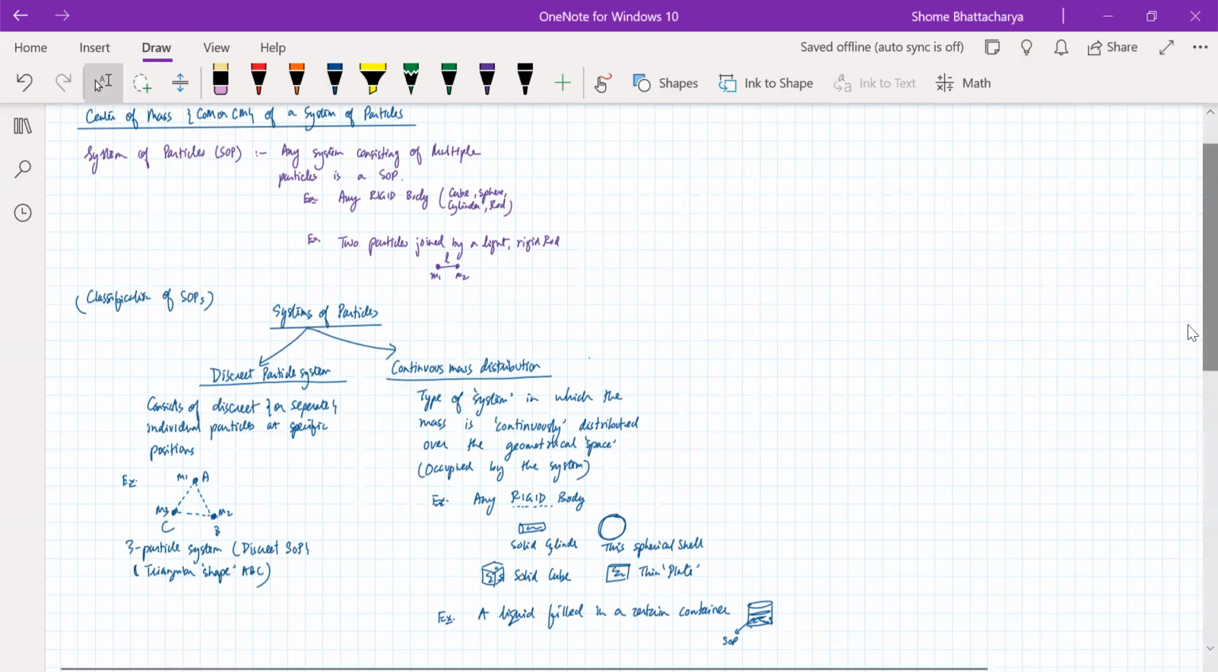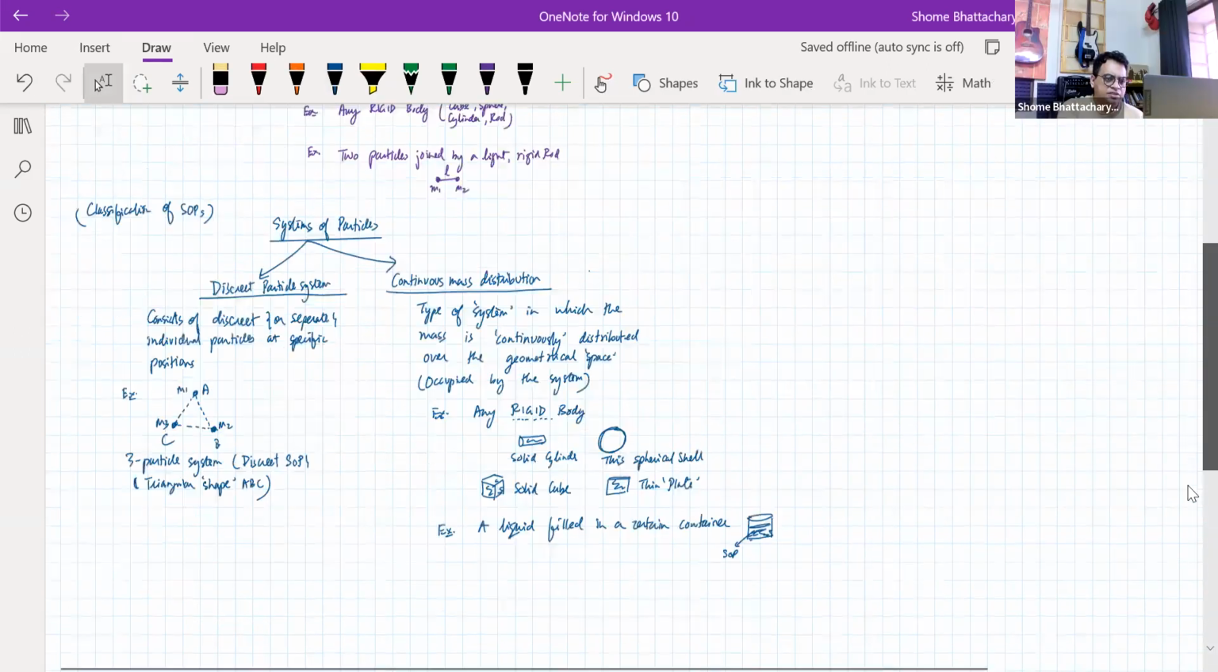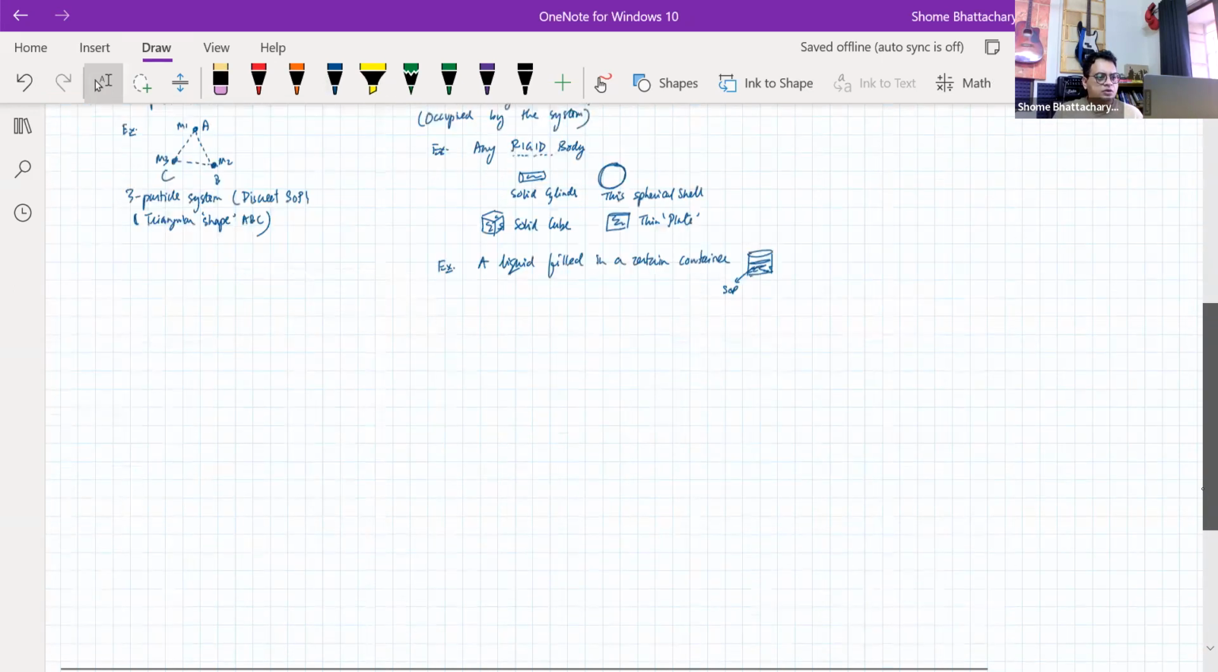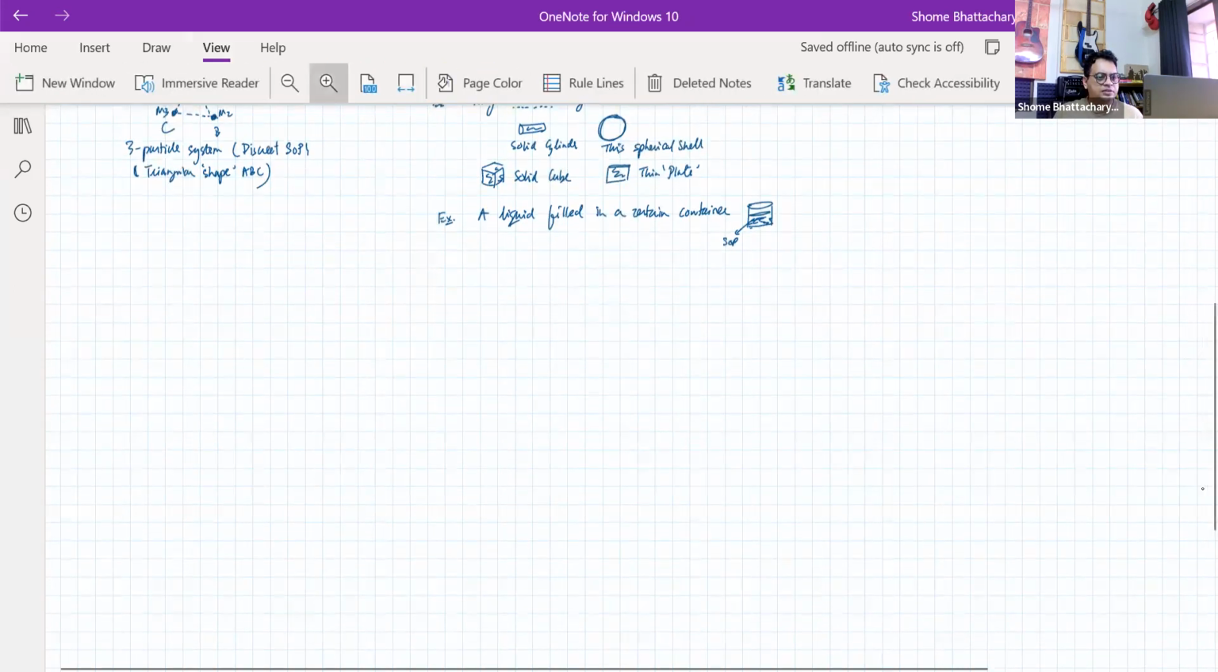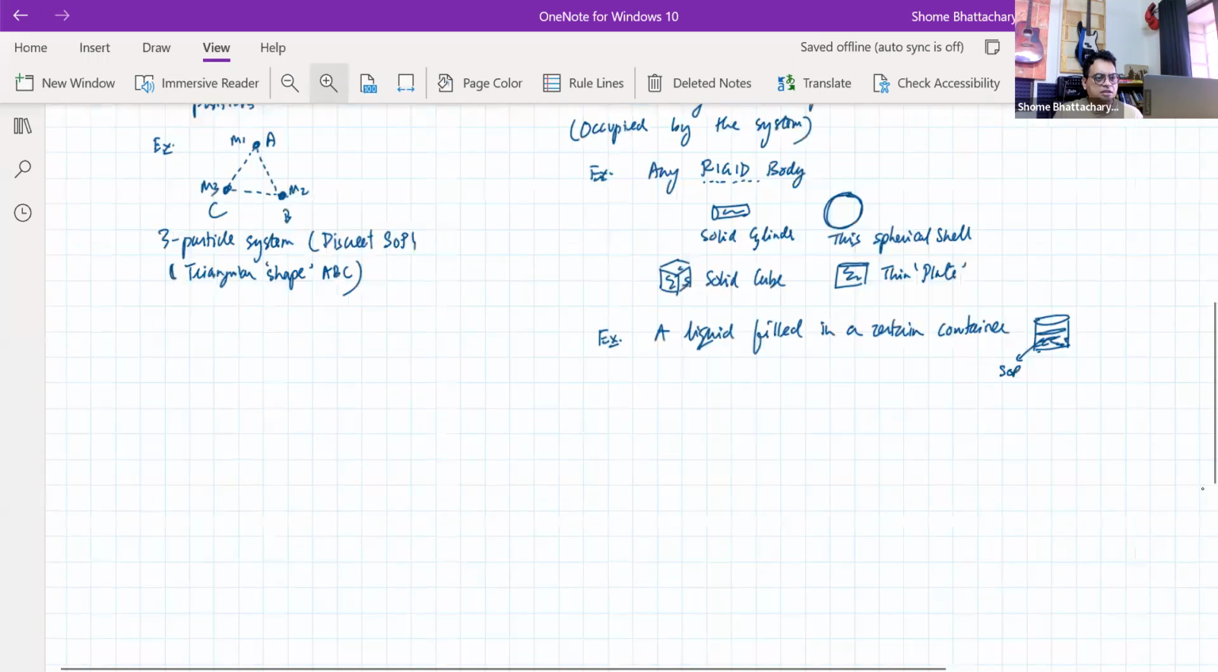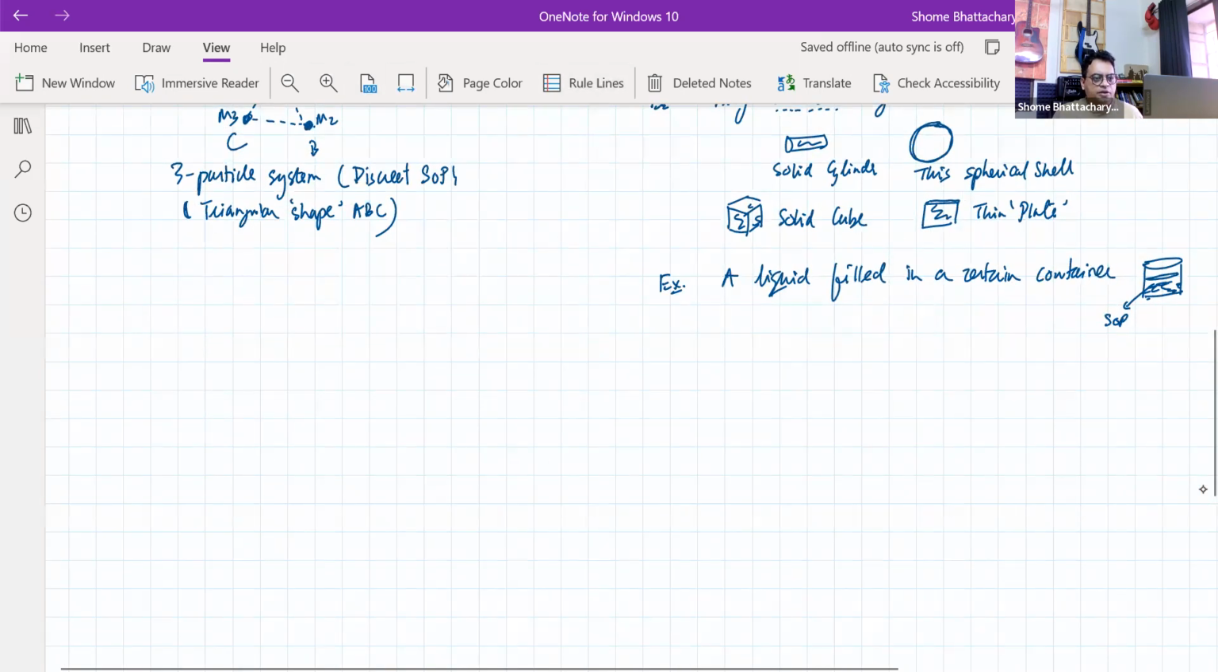Now, having understood these definitions and classifications, let's come to one important property that every system of particles has, and that is it has a special point called the center of mass.